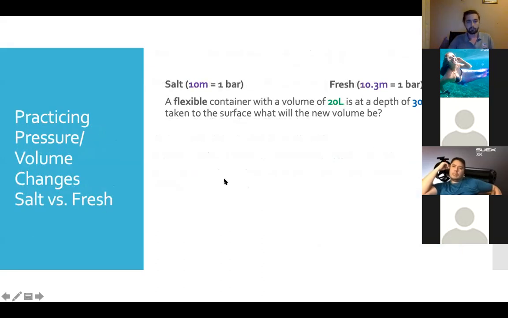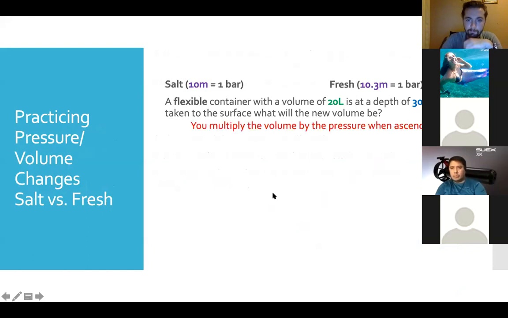So we're going to do a couple practice questions here with the effect of salt water and freshwater. So if a flexible container with a volume of 20 liters is at a depth of 30 meters and is then taken to the surface, we want to know what the new volume is going to be. So this is a balloon that's filled to 20 liters at 30 meters. As it goes up, it's going to expand, right?